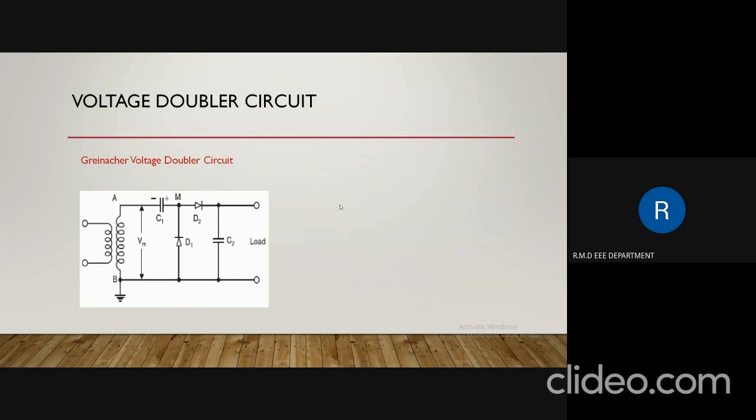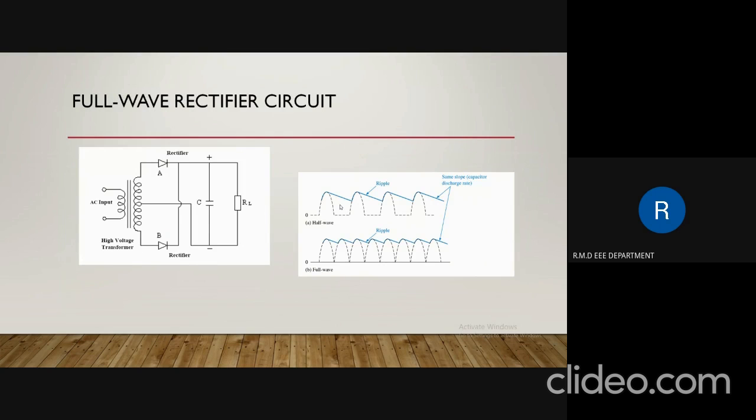Now this is the diagram for the full wave rectifier circuit. In a single phase full wave rectifier circuit, you can see two diodes present on the secondary side of the transformer. The first diode is named A and the second diode is named B. Now the working principle of this full wave rectifier circuit: during the positive half cycle, this terminal is positive and the other end is negative, with the O terminal as the center point.